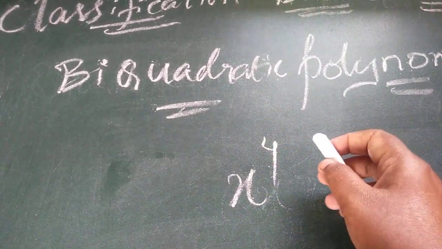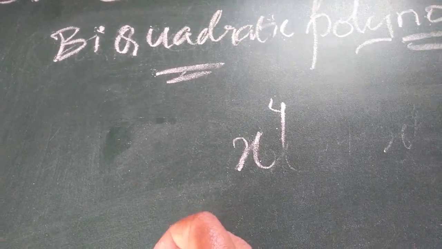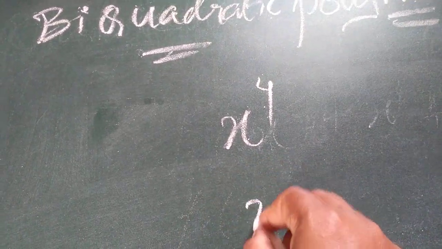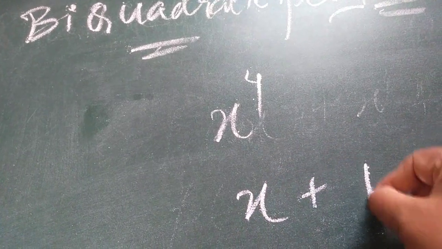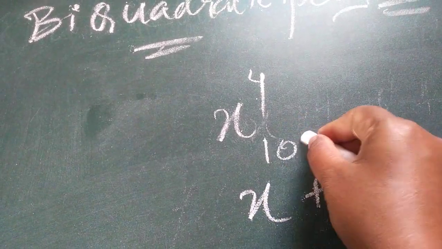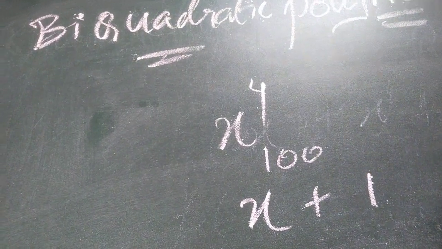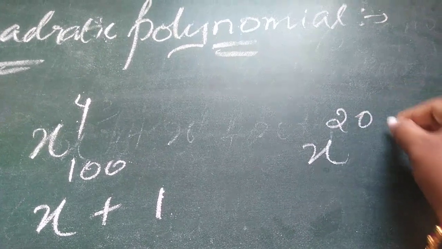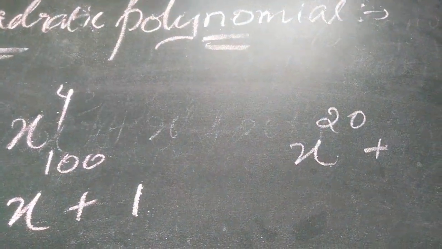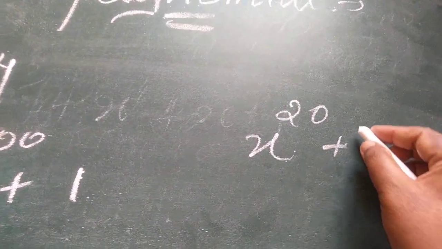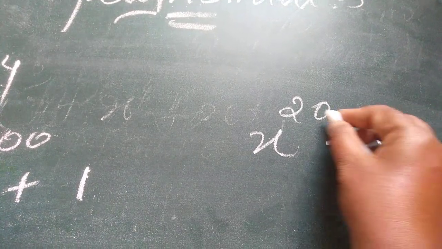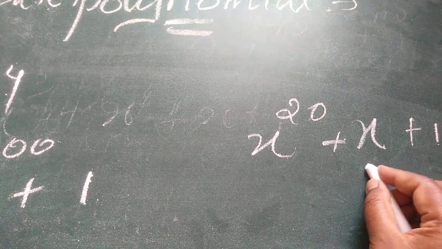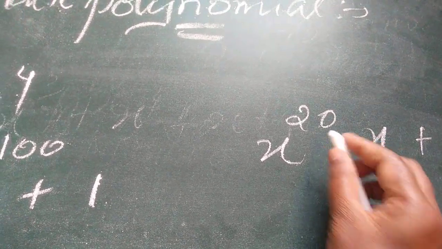Okay. Now for example, if they ask a question, write a binomial of degree 100. Binomial, it should have 2 terms. Okay, degree 100. This is the example. If they ask a trinomial of degree 20. Trinomial means 3 terms. Here when they ask binomial, trinomial, it should have the same kind of variables because degree is given, no children. So be clear, 3 terms, highest degree is 20.